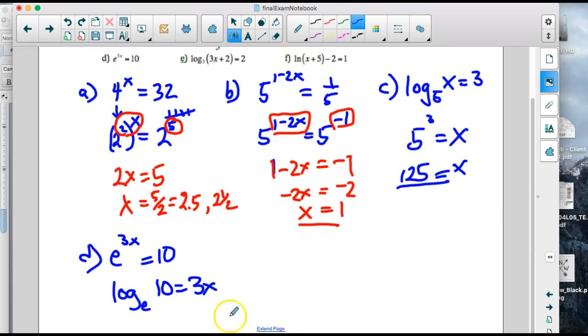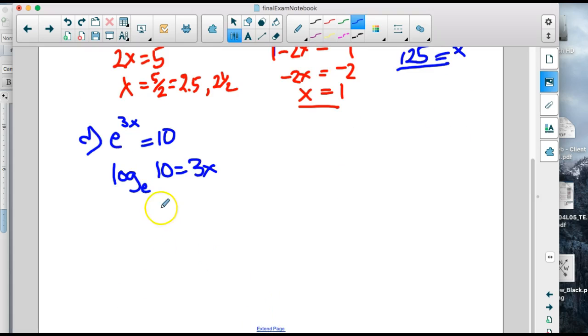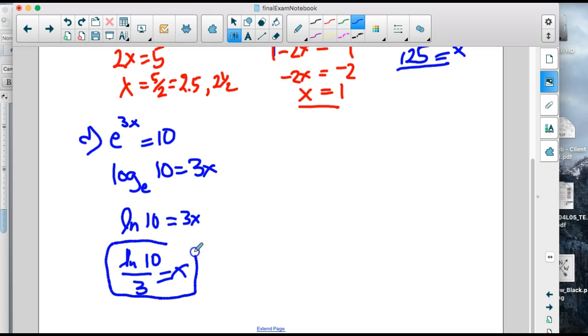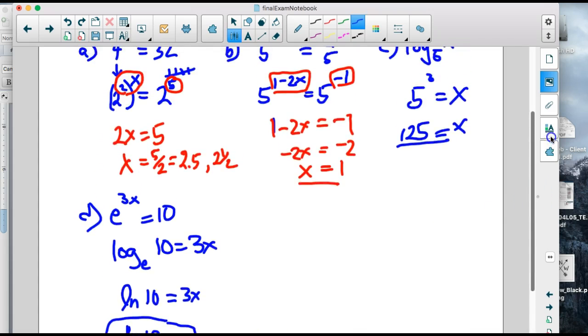All we would need to do is divide by 3. And we need to rewrite log base e. Log base e is ln. We have a specific name for it. So it's ln of 10 equals 3x. So the exact answer here is ln of 10 divided by 3. It's not a nice number like 125 or 1 or 2.5. So ln of 10 divided by 3 is the answer to D.